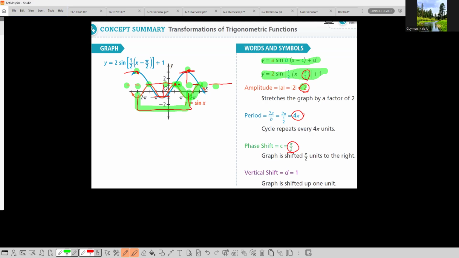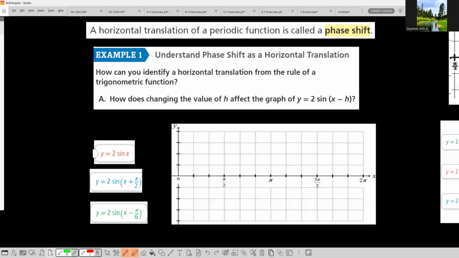So we're starting over there if you're going to move it pi over 2 to the right for our sine graph. And then the vertical shift, how much we moved the midline up for the graph to oscillate back and forth across. But let's get started on an actual problem.